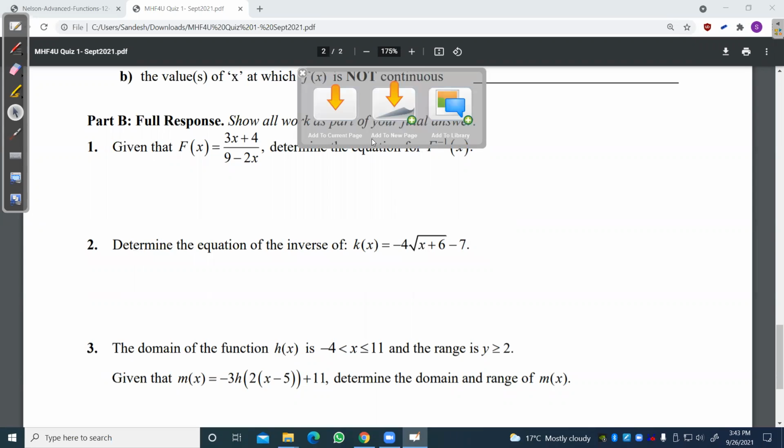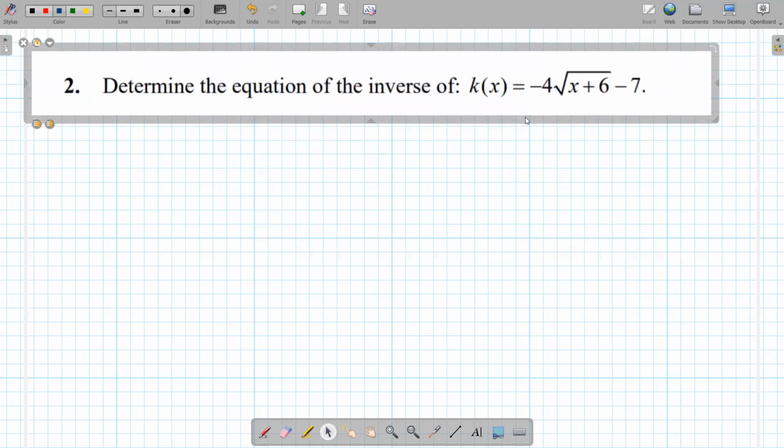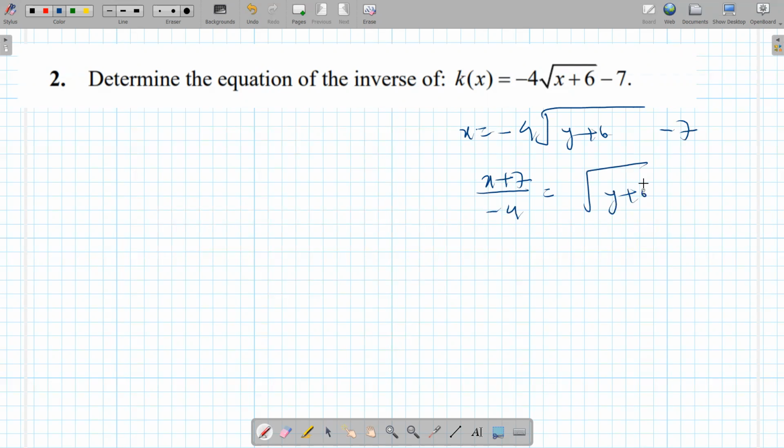What about this one? So you just sub in x and y. You're right. So x equals (y plus 6) minus 7, divided by 4, negative 4. So you add 7, so it becomes x plus 7 divided by 4, and then square it. I just say square root to everything now. Then you subtract 6. Yeah, that's right.